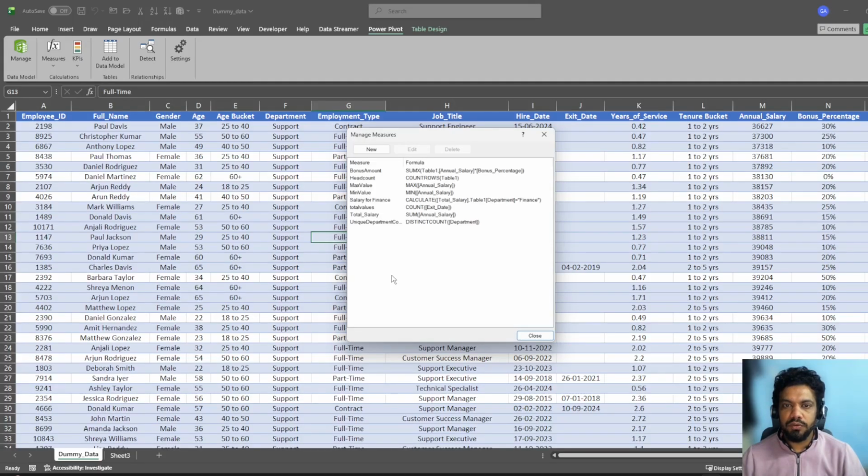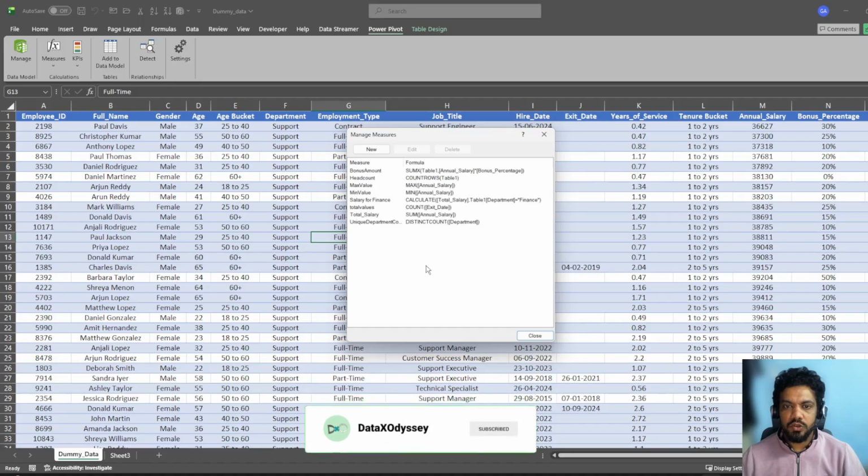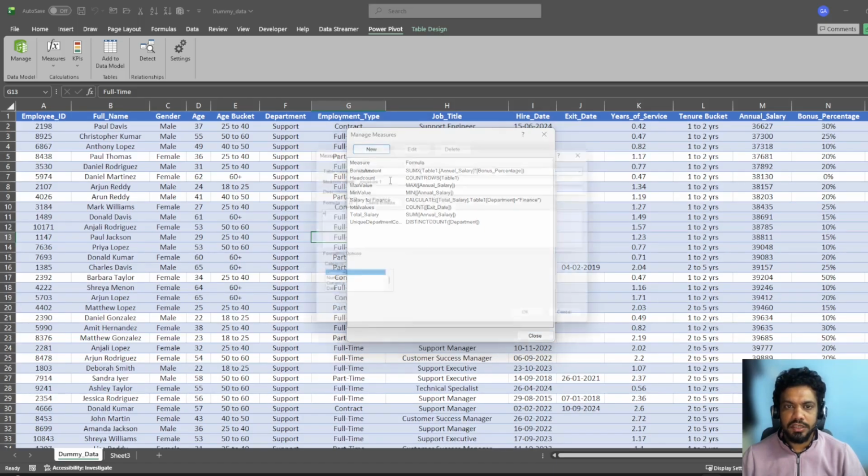Today we will cover two functions, MINX and MAXX. We already covered MIN and MAX. Whenever you see X at the end of any function, it means these are iterator functions. We already looked at SUMX. So let's see that practically.